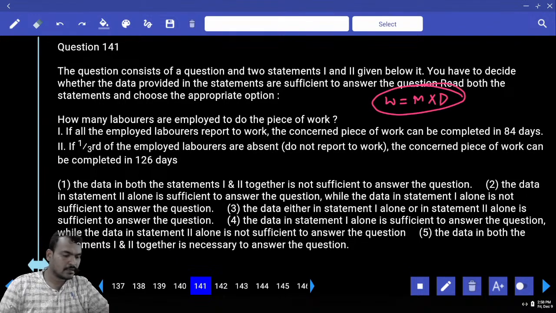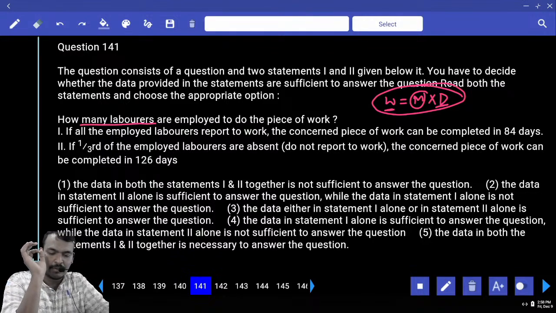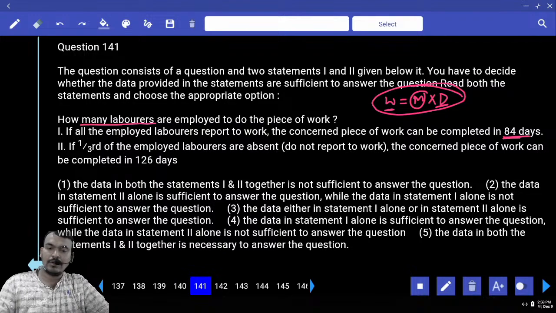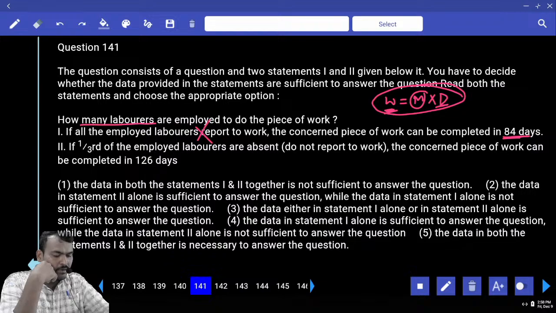Men into days. What is the first statement? If all are employed, we require the number of laborers or not? Means we require the number of employees or not? If we require employees, definitely we need to know the work value and days value or not? What is the first statement? If all the employed laborers report to work, the concerned piece of work will be completed in how many days? 84 days. Only days are given. We don't know the work value or not. Then one alone is not sufficient. Or the second one: one third of the employees are absent, do not report to work. The concerned piece of work will be completed in how many days?